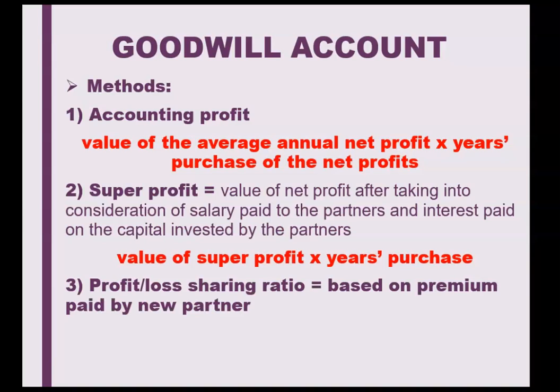Then the third one is using the sharing ratio. What are the profit or loss sharing ratios of the partners? Usually these are based on the premium paid by the new partner, the goodwill premium that has been agreed by the new partner to contribute to the business. So it's more or less what the new partner sees as his contribution to the goodwill of the business.